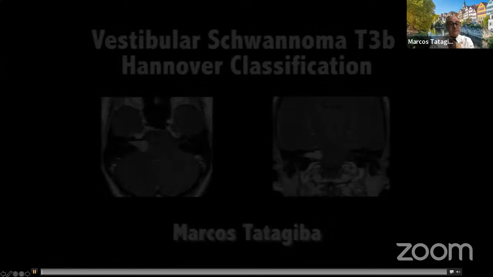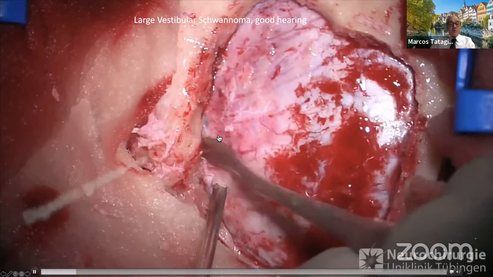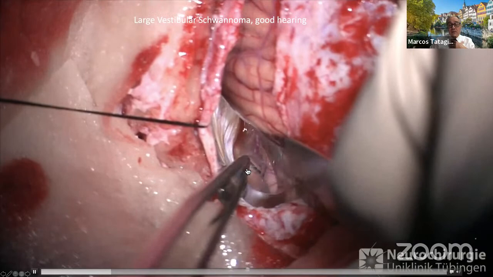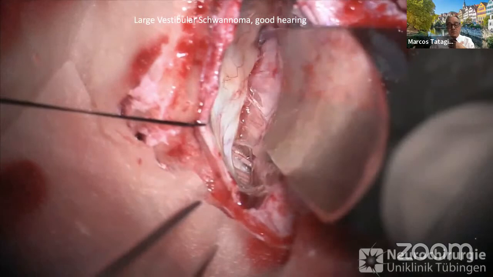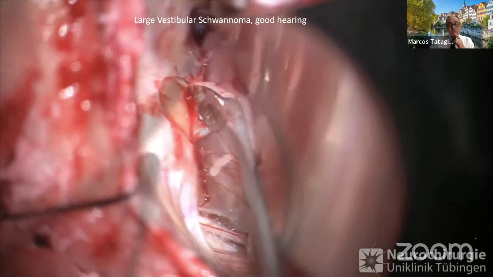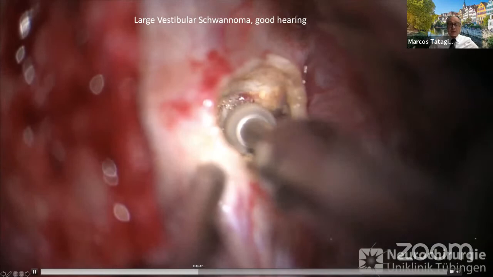Yes, so I will go a little bit faster. So this is the exposure, sigmoid sinus, and this is a linear incision of the dura mater, you see, and later on we can close it easily. Then we open the cistern. You can see the first structures you can visualize are the lower cranial nerves. And then we don't retract these areas, just hold the cerebellum. And even in large tumors, we start the dissection with the internal auditory canal. We open the internal auditory canal and we evacuate as much as possible under careful control of the monitoring.